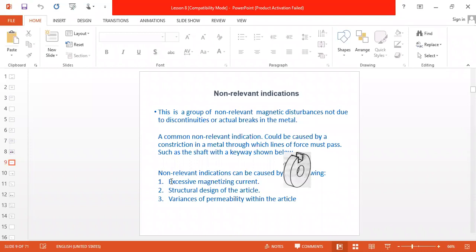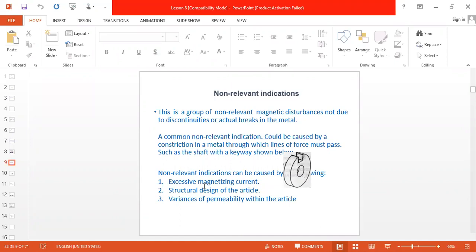For example, excess magnetizing current. If your job requirement is 200 amperes, and you set 400 amperes, then what happens? Excessive magnetization. That's why, if you apply more current than required, some of the lines of force will come out and you will get an indication. So that's why we use the lowest current which will detect the discontinuities.